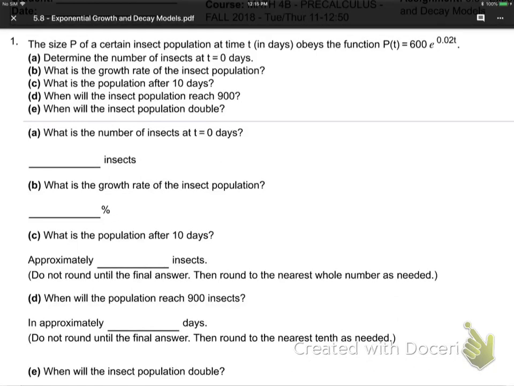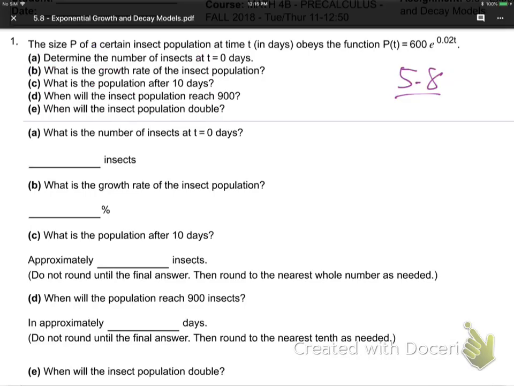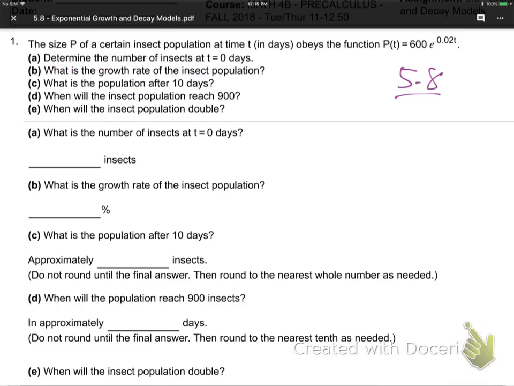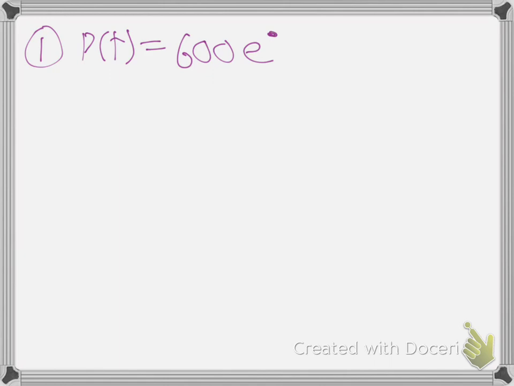We're in section 5.8 now. This is going to be biology and chemistry, so more like how this stuff is used in the real world. We're going to be using, let me write the formula out for number 1. It's P of T equals 600 e to the 0.02 T. This is section 5.8, biology and chemistry applications.